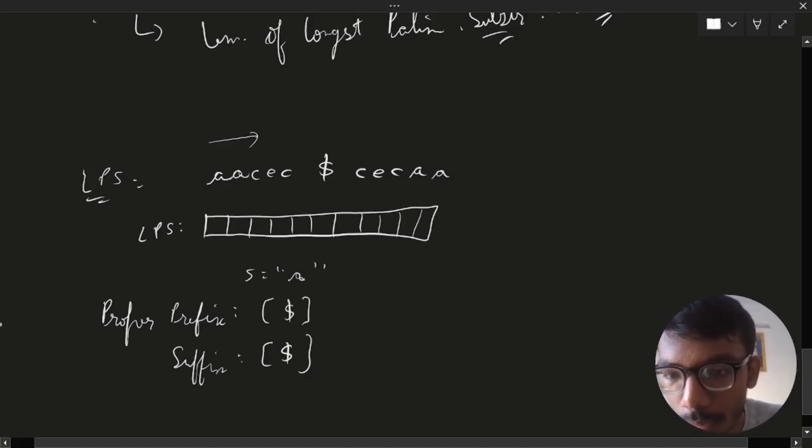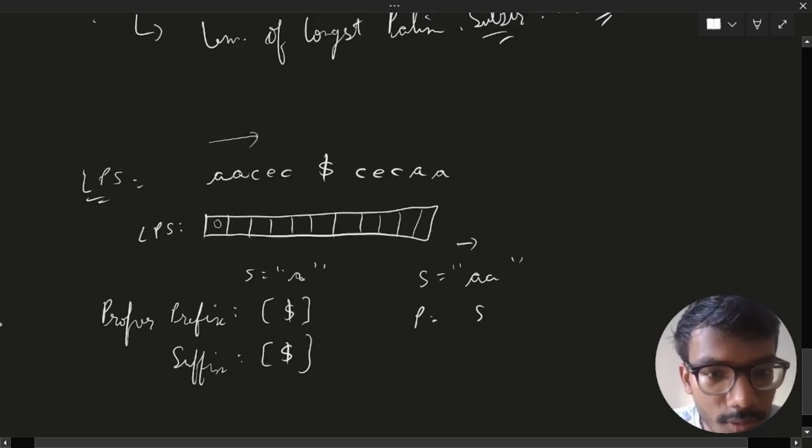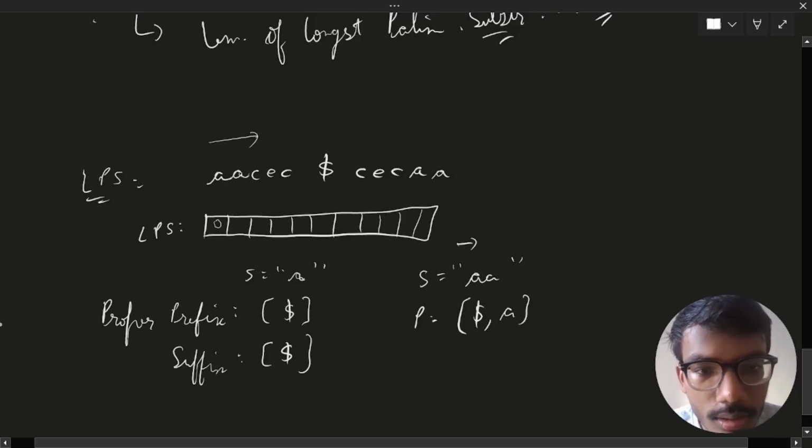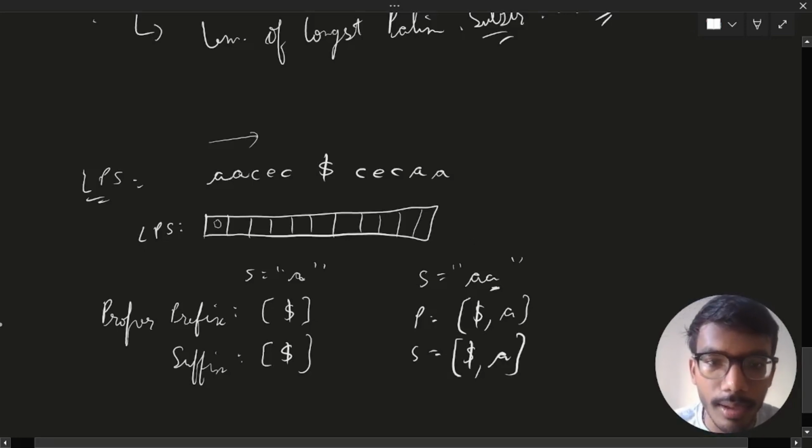So what is the common value? Dollar is the only common one, so I don't have to pick that. Our answer is zero, right? Dollar is not considered, since dollar means nothing, an empty array. So if I pick a, what is the prefix? It is dollar and a. What is the suffix? It is dollar, and starting from this character is our suffix, right? If I pick a, that won't make it proper.